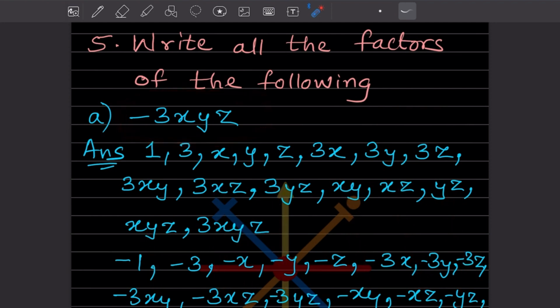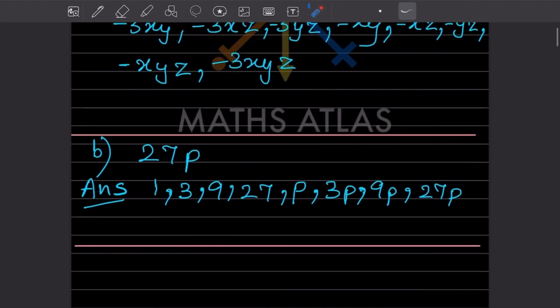Okay, there are many, but when you are writing the factors, you have to be very careful while writing the factors. So you must have now seen why did we keep this minus at the side for the first part. Okay, now we will go for the next one.